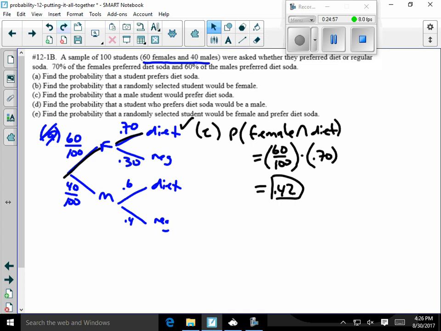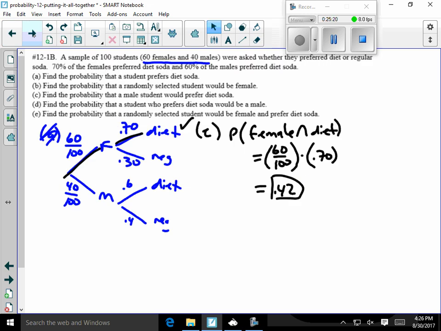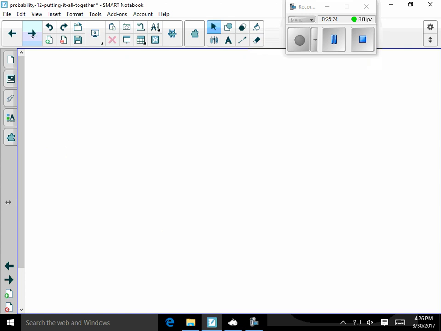So in this version of the problem, we had the same information, but it was given as two events, gender and then the percentage of liking diet soda for each gender. So the tree diagram might be the best way to put that information into a form where we can use it to solve. If we're lucky, we have it in the form of a table. That's probably the easiest one to use. But if we have percentages, we could construct a tree.